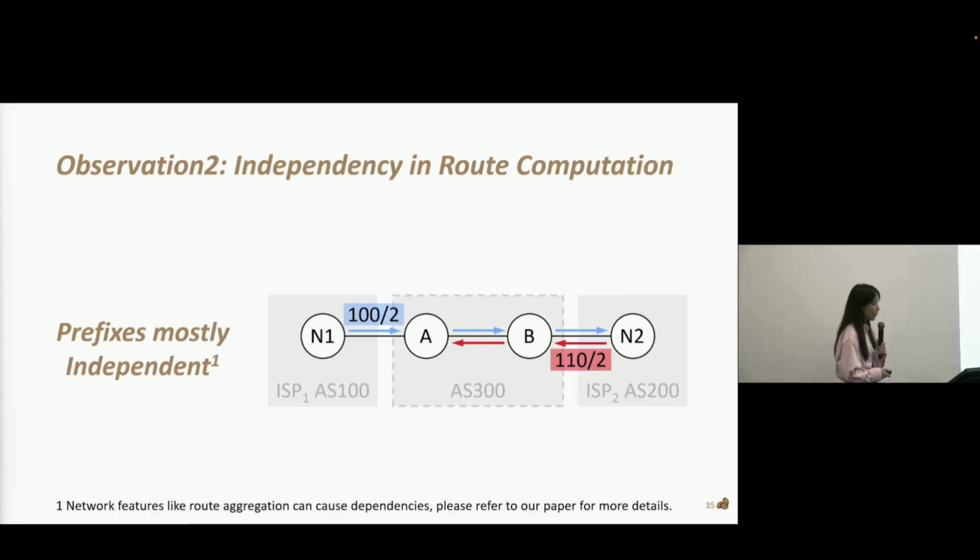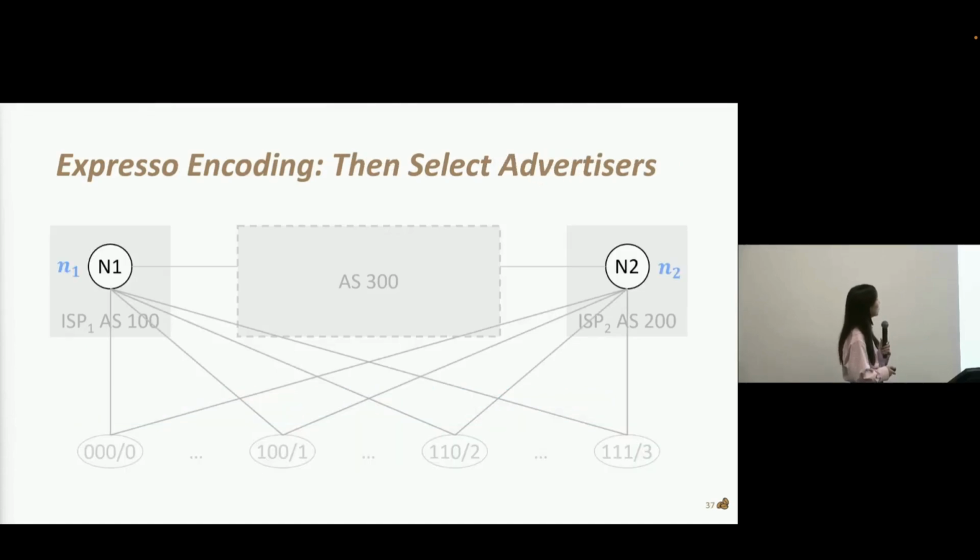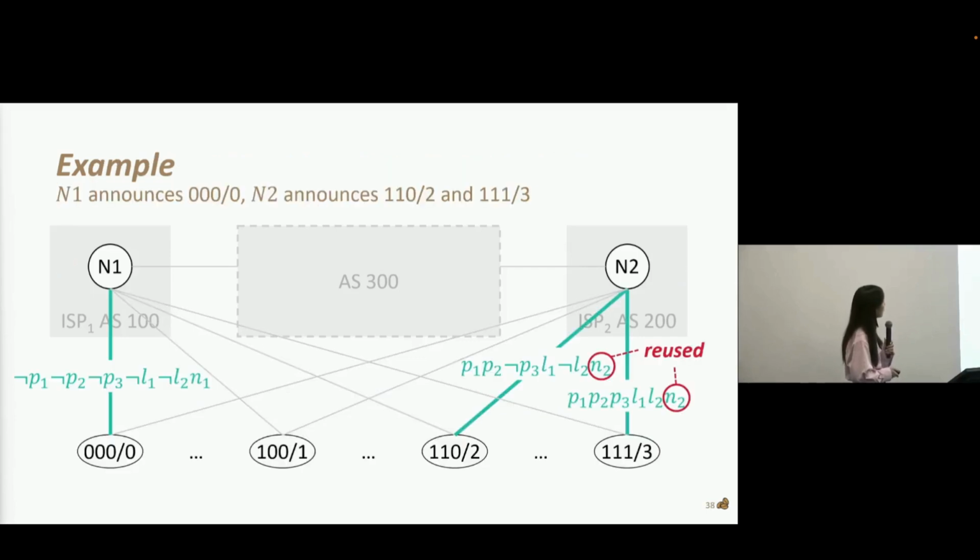Fortunately, we observe independency in route computation, which means that prefixes are mostly independent during route computation. And therefore, we can first use 5 variables to select the prefix, 3 for IP address variables and 2 for prefix length variables. Then we use 2 variables to select the advertiser for the prefixes. This way, the up or down state of the link is collectively represented by the IP address variables, prefix length variables, and neighbor variables. We are using fewer variables because some variables are reused. As in this example, for router N2, its neighbor variable, lowercase n2, is reused, and this reuse is enabled by the prefix independency.